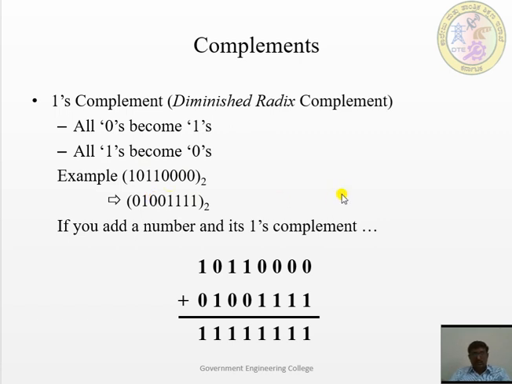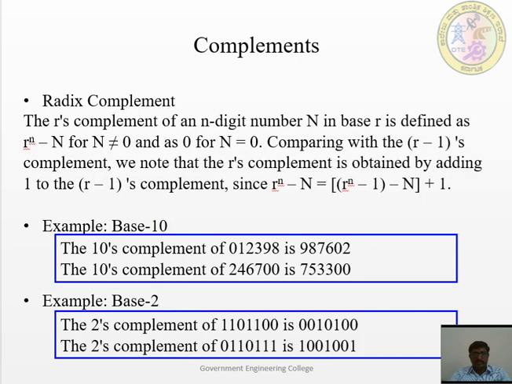Whatever we have done, is it right or wrong? If you want to cross-check, add these two numbers, the direct number and its 1's complement form, and we will get all 1's. That we can also cross-check.